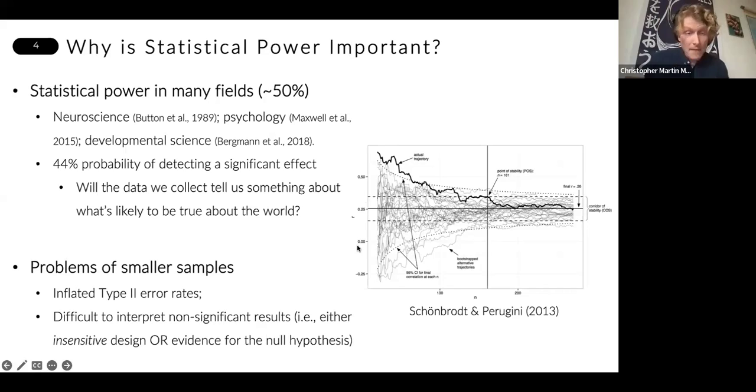The problem of having a small sample size is also that it's very difficult to interpret non-significant results, in the sense that we don't know whether it's because the results are null, whether there is no difference between the alternative and null hypothesis, or whether it's because the design is insensitive to the effect size that we're interested in. So that's why all of these things come into play. The size of the effect that we're interested in we need to keep in mind, but also sample size and study design have effects as well.